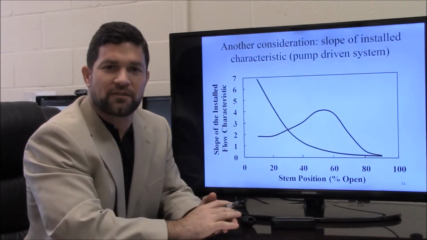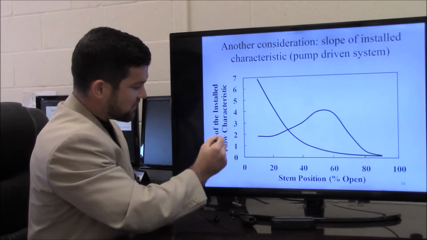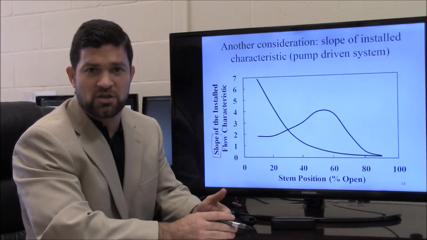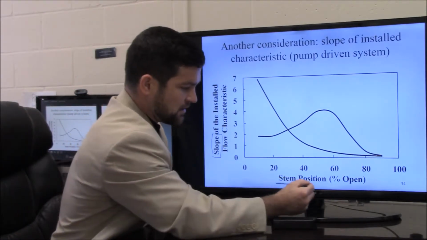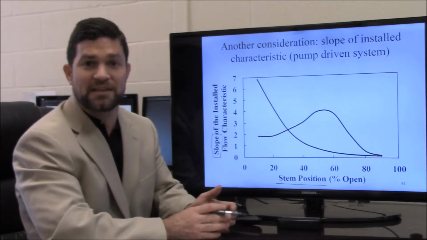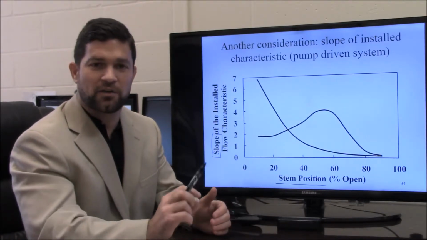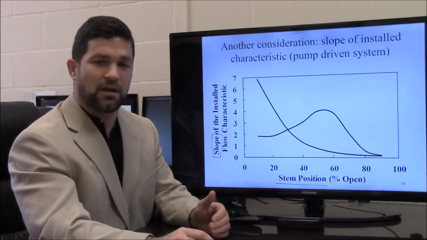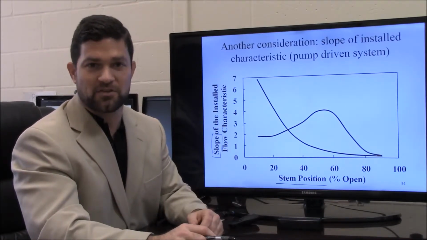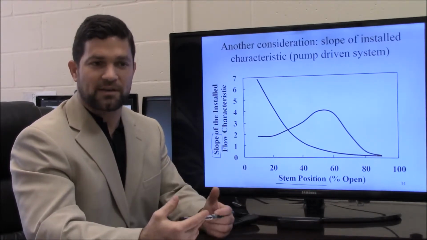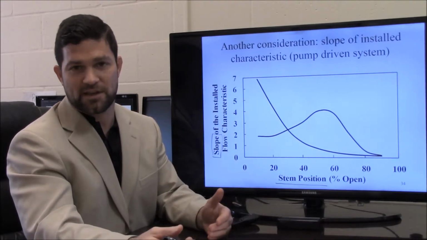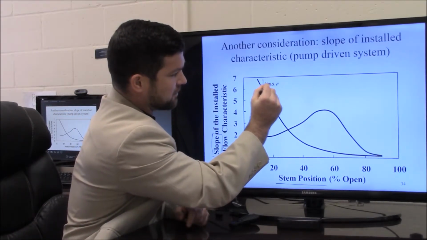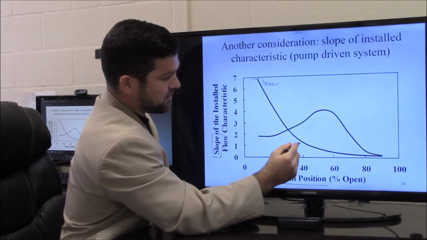Another way we can look at these valve characteristics is shown here, where we're looking at the slope. This is the derivative of the installed characteristics: how does the flow change in response to changes in the stem position, as a function of stem position? Ideally, you want your flow rate change to be constant with respect to stem position, so that your controller can give the same performance at high flow rates versus at low flow rates. If we look at the linear valve, initially there is a very high slope.